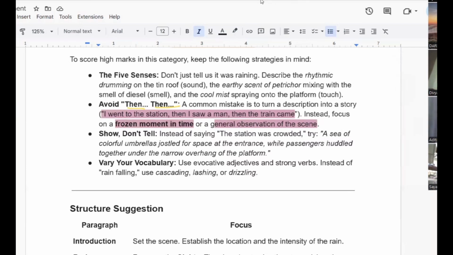This is something that we have discussed a lot of times in the classes. Show, not tell. Remember? That means you have to show your readers the scene, the description. You have to show it to the readers. You don't have to tell the readers it is raining. No. You have to show them that it is actually raining.